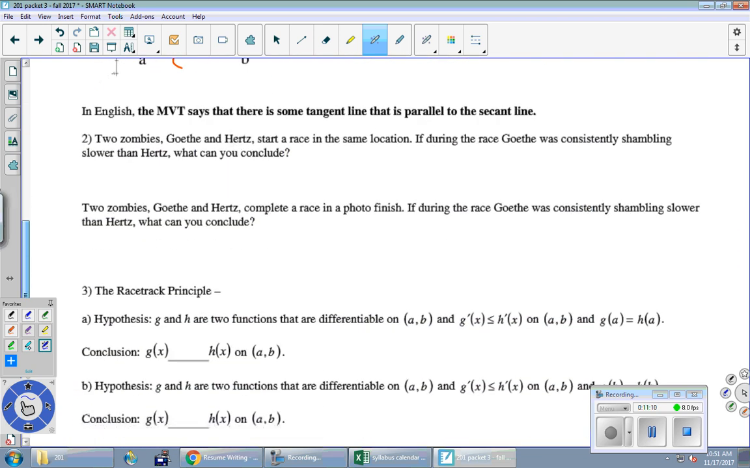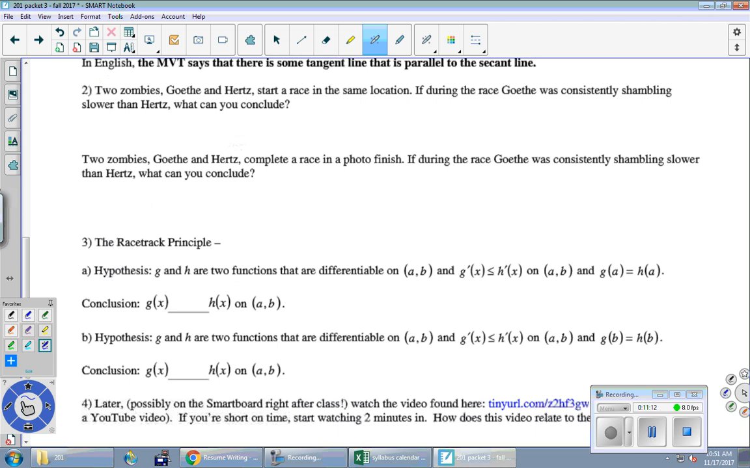Okay, coming down here, number 2. Two zombies, Goethe and Hertz, start a race in the same location. If during the race Goethe was consistently shambling slower than Hertz, what can you conclude? Let's have our starting line right here. I do love zombies. What's not to love?